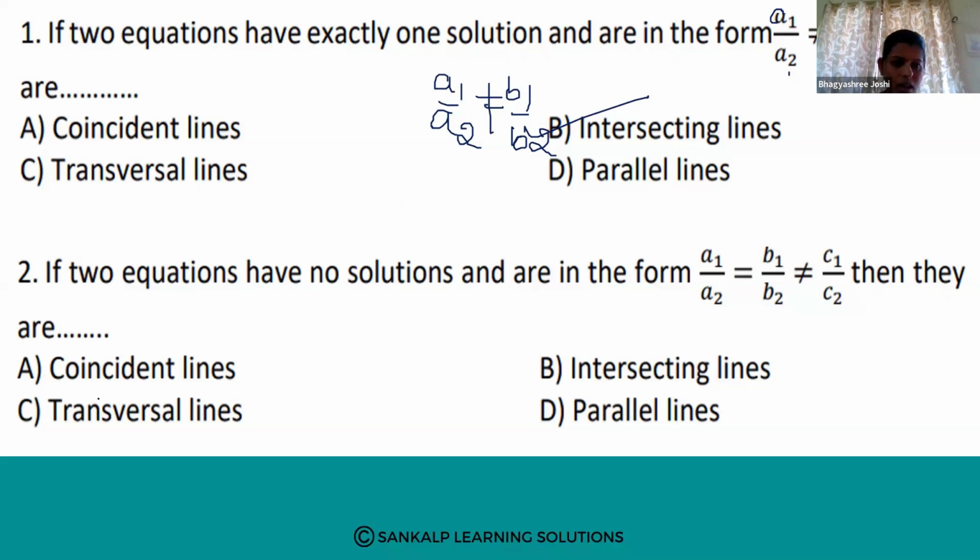If two equations have no solutions, and are in the form A1 divided by A2 is equal to B1 divided by B2, but it is not equal to C1 divided by C2, then they are coincident lines, intersecting lines, transversal lines, or parallel lines? When you have such a result, that is parallel lines. For parallel lines, you will have no solutions.